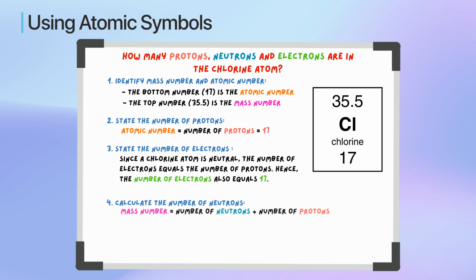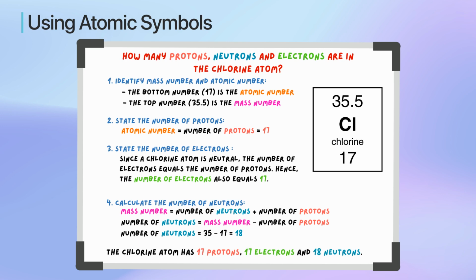The mass number is equal to the number of neutrons plus number of protons, so rearrange the equation to work out the number of neutrons. From this, we get the number of neutrons equals 35 subtract 17, which is 18. Our final answer is the chlorine atom has 17 protons, 17 electrons, and 18 neutrons.